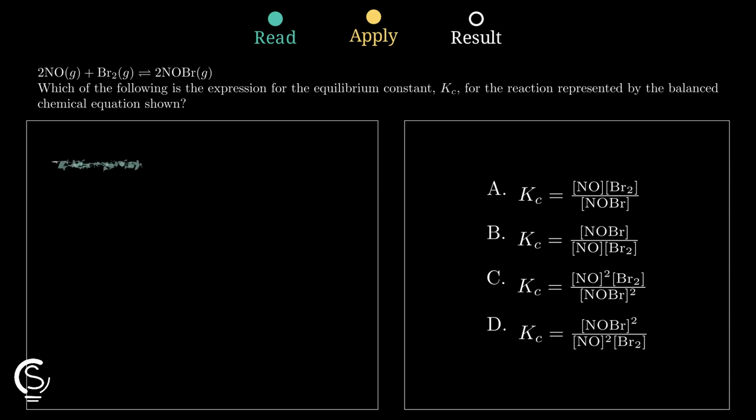Next, we must look at the coefficients in the balanced equation. These numbers become the exponents for each substance in our expression. We need to square both NOBr and NO.